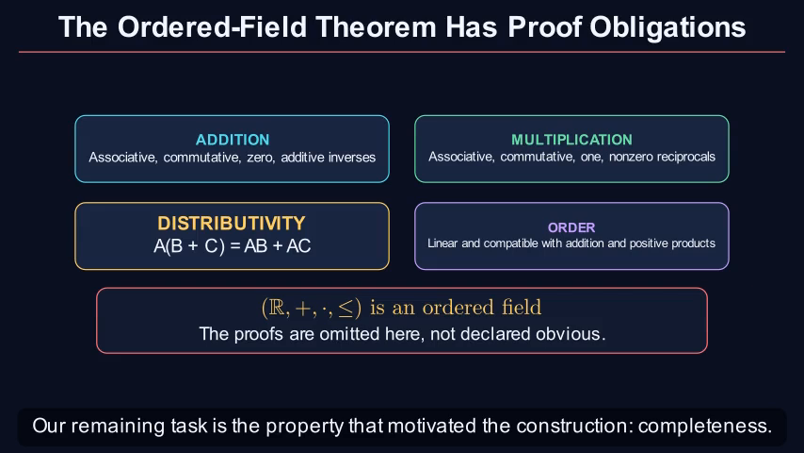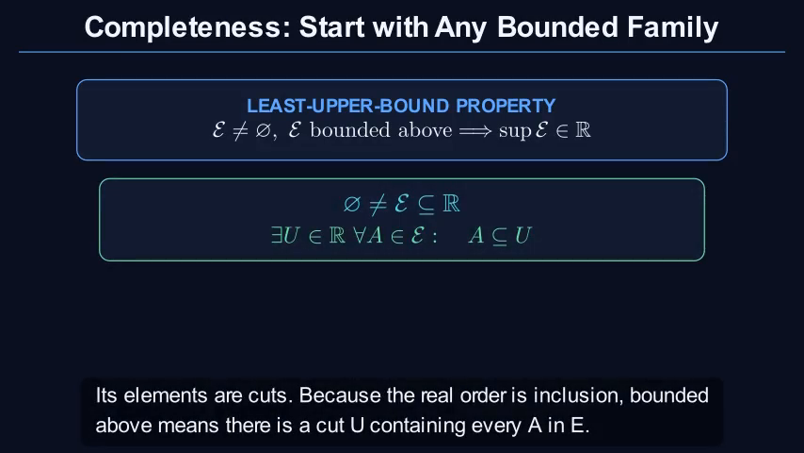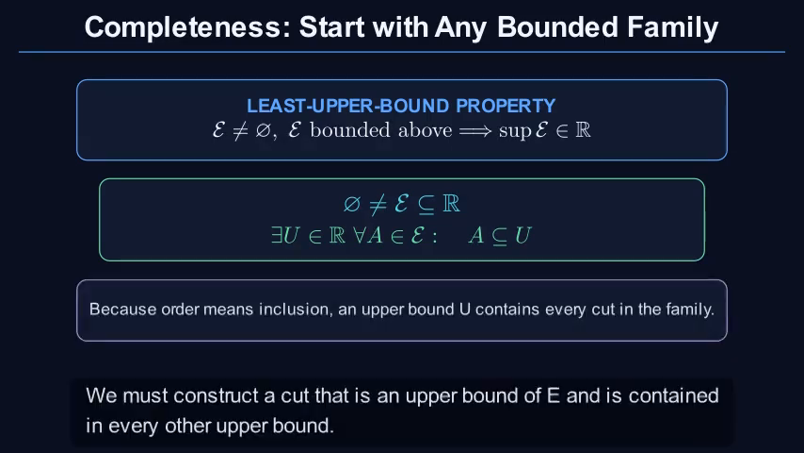Our remaining task is the property that motivated the construction, completeness. Let E be any non-empty collection of real numbers that is bounded above. Its elements are cuts, because the real order is inclusion. Bounded above means there is a cut U containing every A in E. We must construct a cut that is an upper bound of E and is contained in every other upper bound.